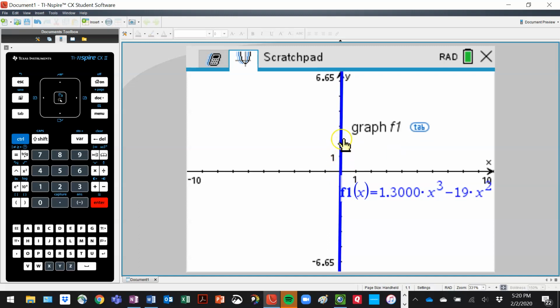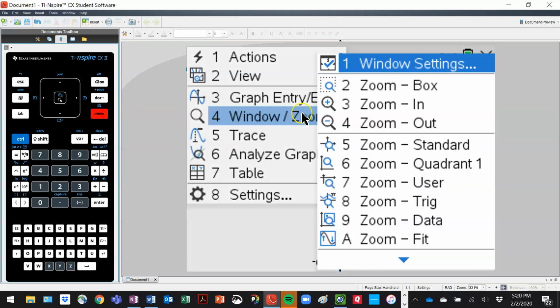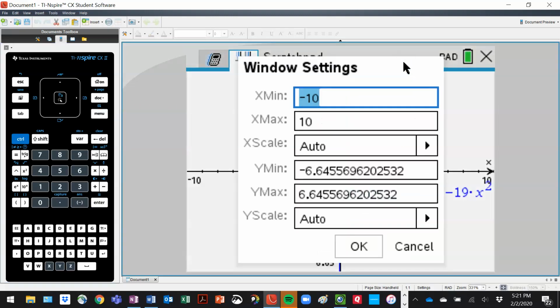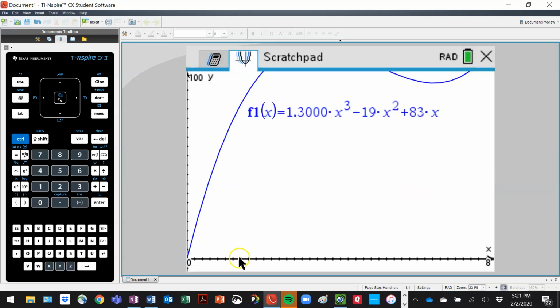I can see that the graph seems to be going up, up, up. So I'm going to go over to Menu, then Window, and change my window settings. My x-min and x-max are pretty good, but we've already established the domain is from 0 to 8, so let me go from 0 to 8. I know that my function is increasing and it increases off the screen, so let's go with a larger y-max, maybe 100. Let's click OK. That's definitely looking better. I'm still not seeing the entire graph. I've got part of the graph that is off the screen here, and part that's off here.